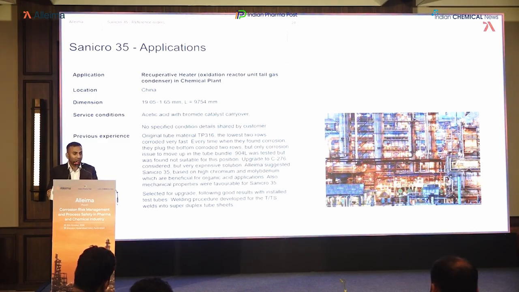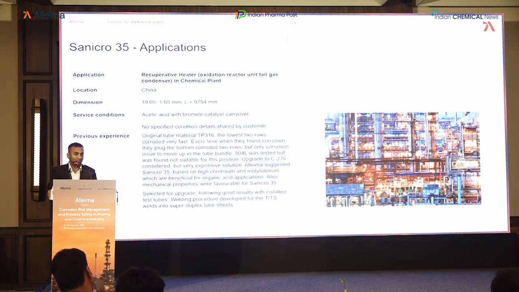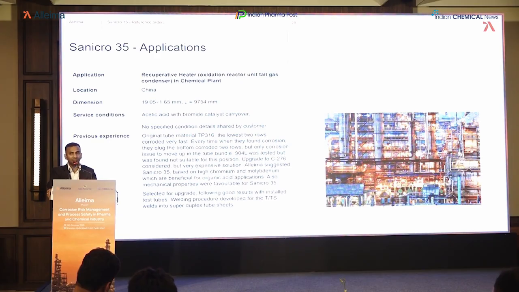This is again a recuperative heater, in an acetic acid plant. The equipment is the oxidation reactor unit tail gas condenser. Here again it is acetic acid with bromide catalyst, and on the tube side they have not specified the condition. Originally the tube material was 316, and the lower 2 rows corroded very fast. Then 904 was tested, and then an upgrade to C276 was considered. Then we gave this presentation that Sanicro 35 would work well in this application, so it was selected for a grade upgrade. We installed some test tubes of Sanicro 35 there and are awaiting the results.